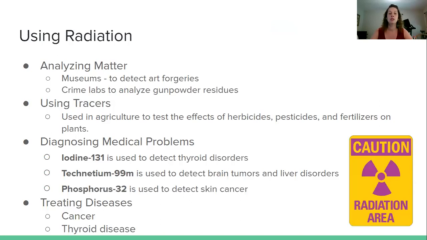So we can use radiation for a variety of things. In museums, we use it to analyze matter. You can use it to detect art forgeries, so fake art. Crime labs can use it to analyze gunpowder residues. You can use tracers in agriculture to see the effects of herbicides, pesticides, and fertilizers on plants. You can use radioisotopes to diagnose medical problems. There's 3 examples there and what medical problem they can diagnose. And then we've used radioactive isotopes to treat diseases like cancer and thyroid disease.